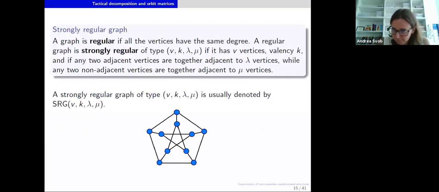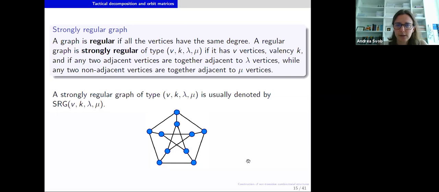Okay. Let us go to strongly regular graphs. We say that a graph is regular if all the vertices have the same degree. A graph will be strongly regular with parameters v, k, lambda, mu if it has v vertices and valency k, and if any two adjacent vertices are together adjacent to lambda vertices, while any two non-adjacent vertices are together adjacent to mu vertices. A strongly regular graph of type v, k, lambda, mu is usually denoted by SRG(v, k, lambda, mu).